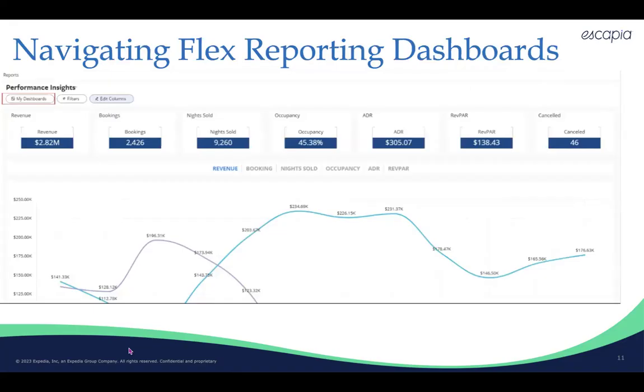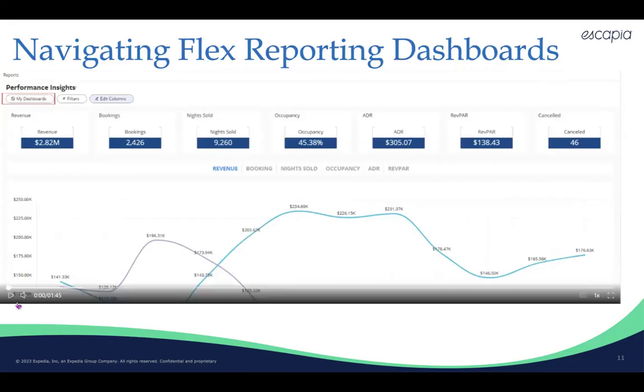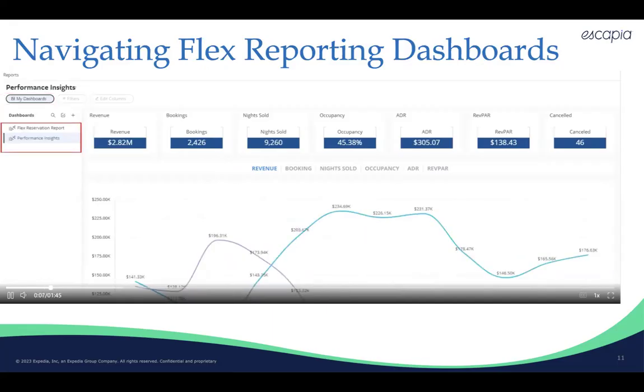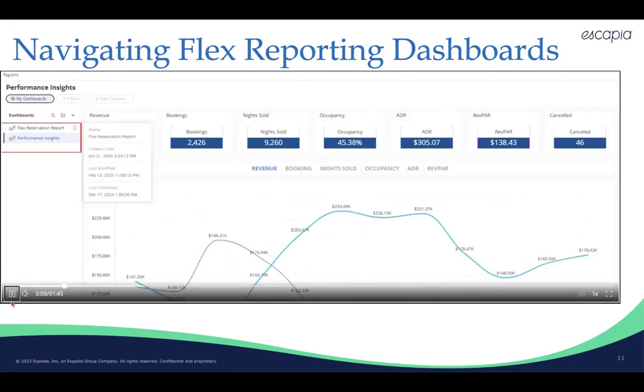The first thing we're going to go over here is navigating the main part of the dashboard. As you can see here, you can navigate to the dashboard by clicking on the left side, where it says My Dashboards. In here, you'll have those two defaults that I mentioned before, the Flex Reservation Report and Performance Insights.